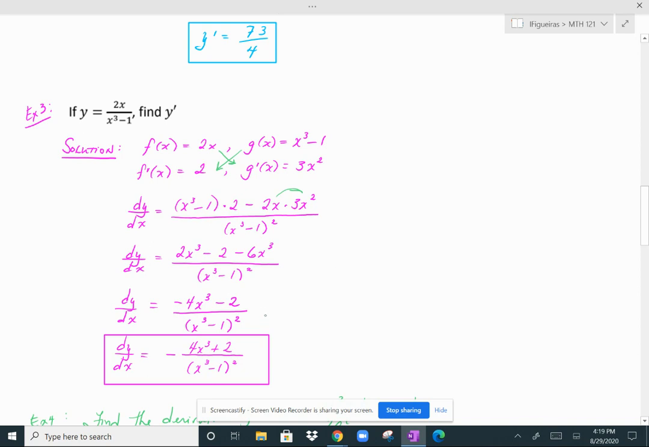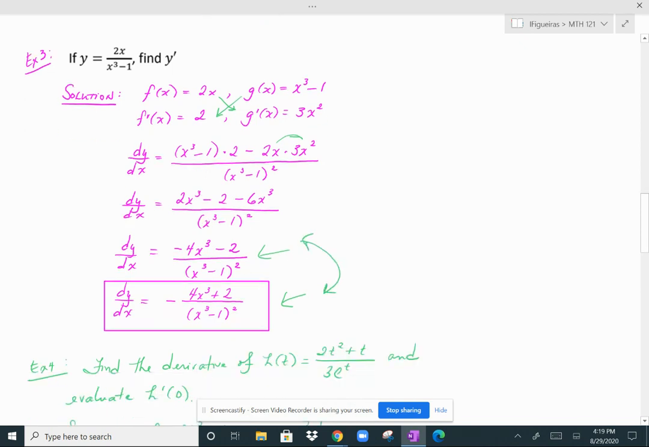This is a perfectly fine answer, but I decided to factor out a negative from the numerator. So the negative goes in front of the fraction bar, and therefore the signs of 4x cubed and 2 change. So both of these answers at the end are equivalent. All right, so that was quotient rule.